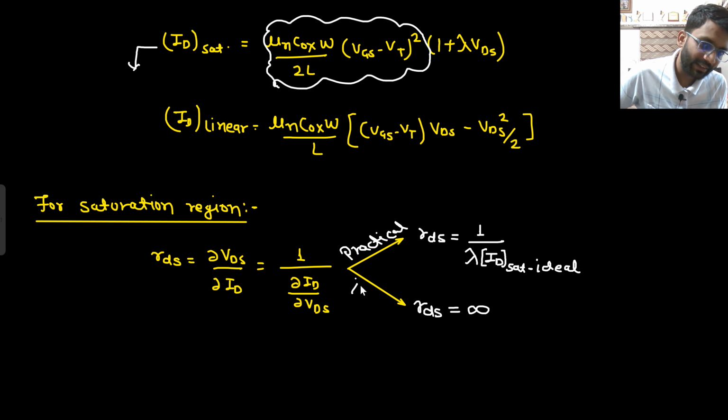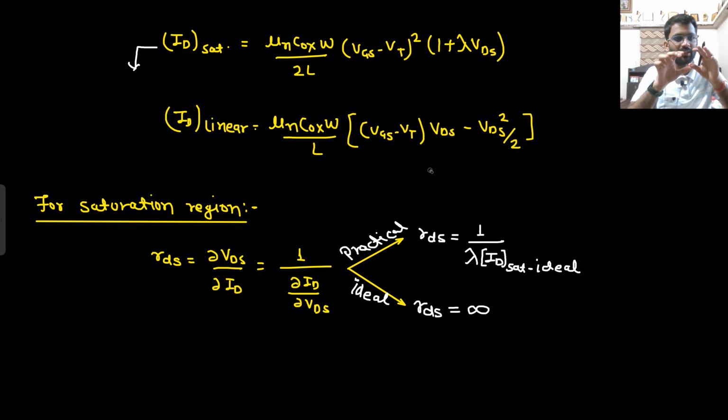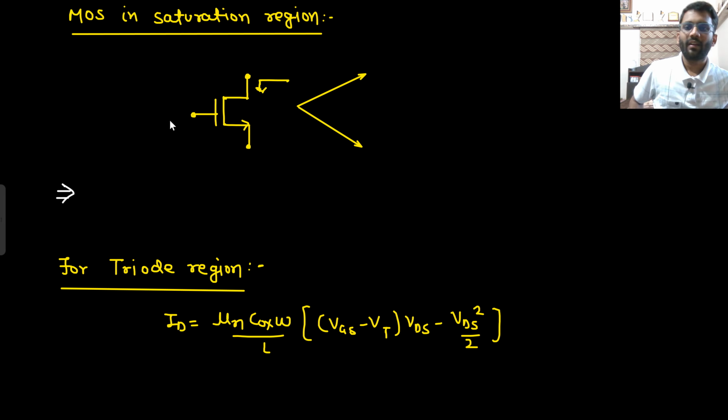This is for the ideal case. In the ideal case, there is no VDS involved. If there is no VDS involved, that means the expression will be 0 only, and if it is 0, the RDS will be infinity. So this is the story for saturation region. Practically it is 1 upon lambda ID, and ideally it is infinity.